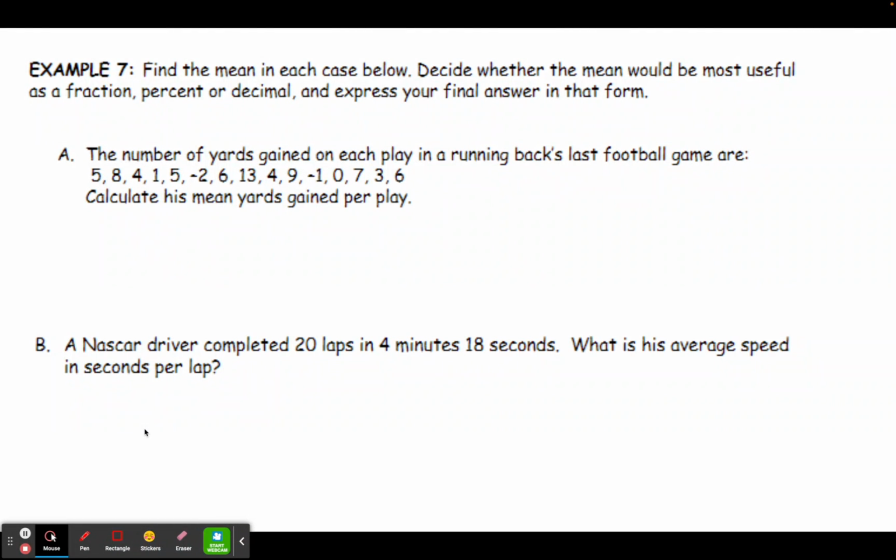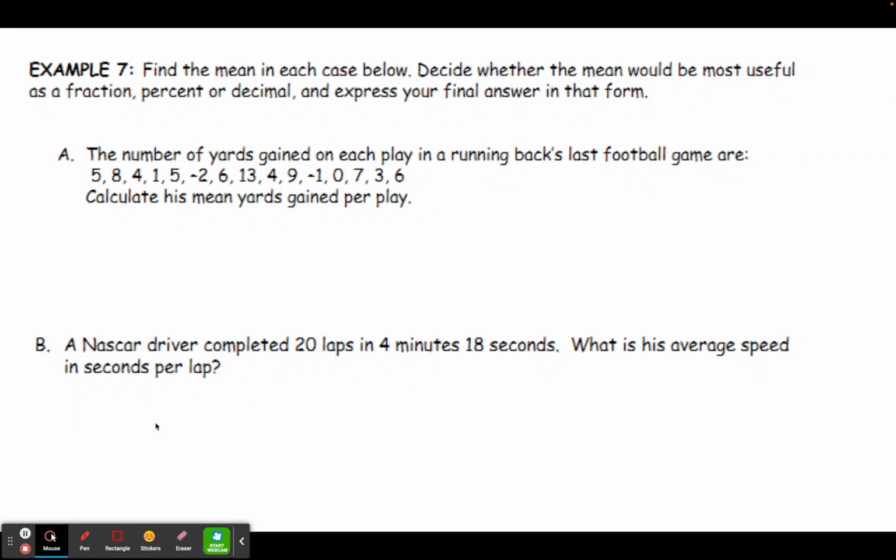In example 7, we're going to take a look at a couple of those. It says not only to calculate the mean in example 7, but to decide whether the mean would be most useful as a fraction, percent, or decimal, and then to express our final answer in that form. Letter A says the number of yards gained on each play in a running back's last football game are, and then we have a list of yards.